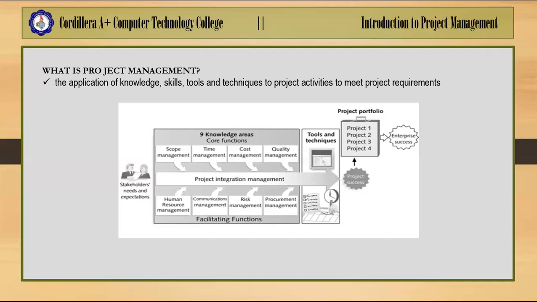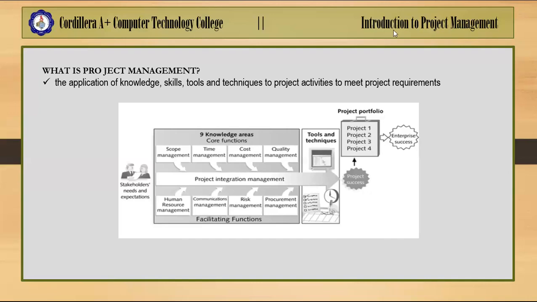And you have project integration, human resource management. You also have communications management, risk management, and procurement management. We also have here the stakeholders' needs and their expectations. Okay, so the project stakeholders, how do you call that one?